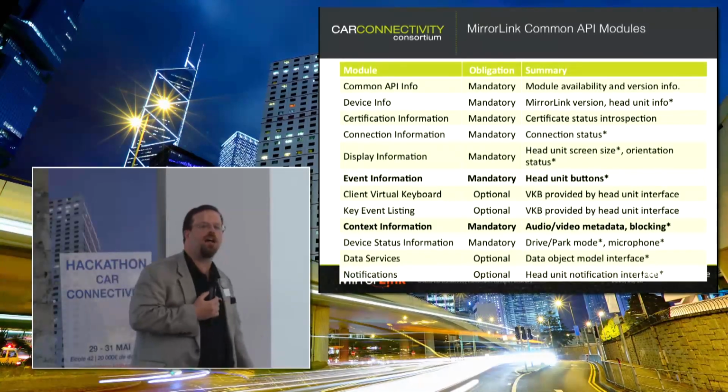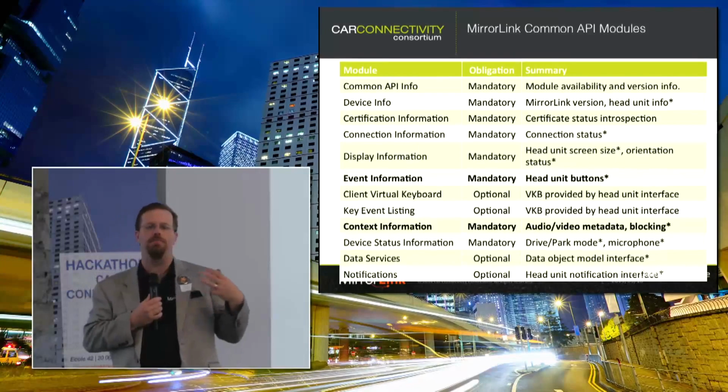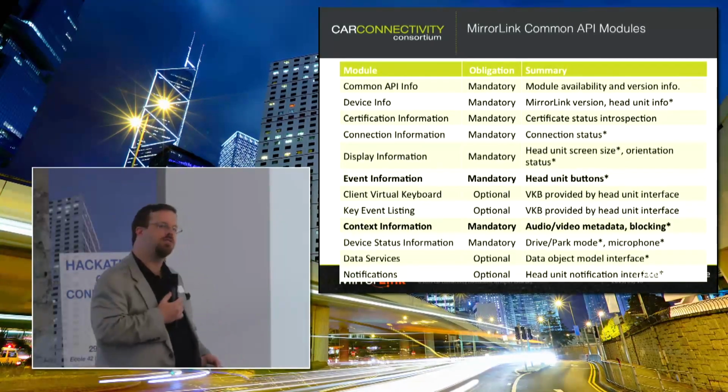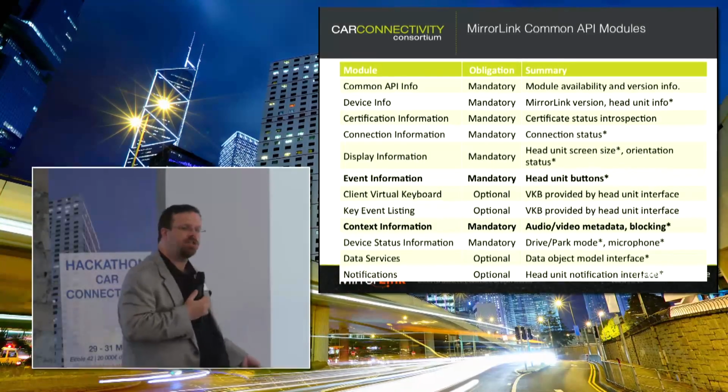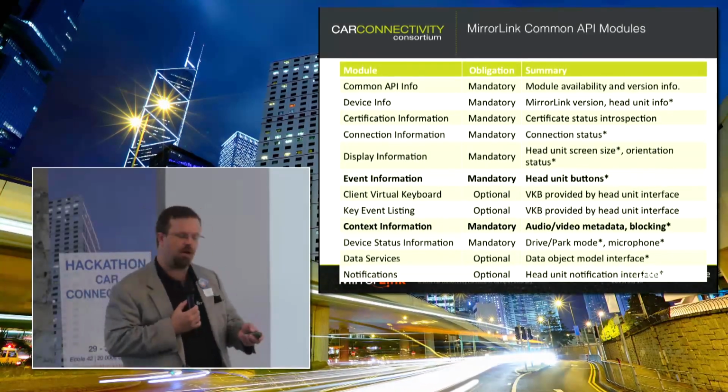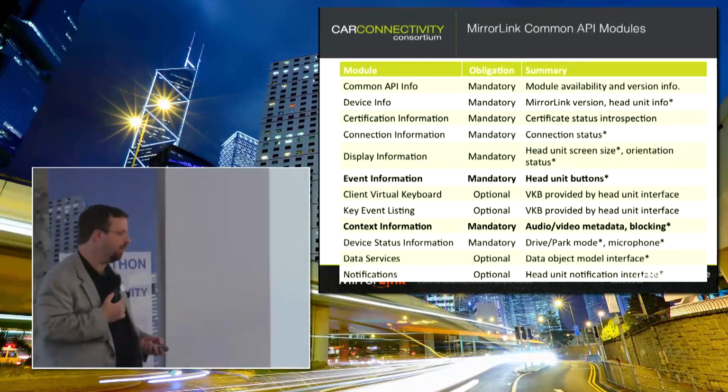And the other bit is context information, where you provide a little bit of metadata about your application so the head unit knows what to do with your application. We provide a bunch of other stuff, but these are really the two bits that you have to deal with in your application to work in MirrorLink, and that's all. It's really quite thin.